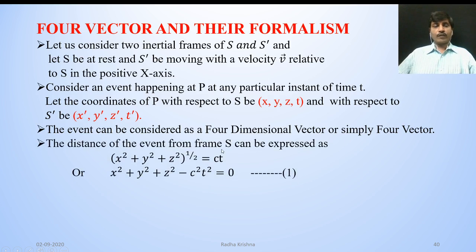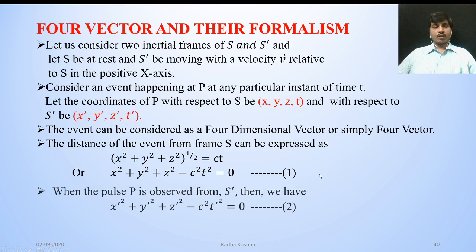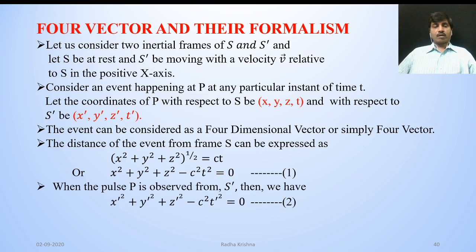The distance of the event from frame S can be expressed as (x square plus y square plus z square) whole power half is equal to ct, or x square plus y square plus z square minus c square t square is equal to 0. That is equation 1. When the event is observed from S dash, then we have x dash square plus y dash square plus z dash square minus c square t dash square is equal to 0. That is equation 2.